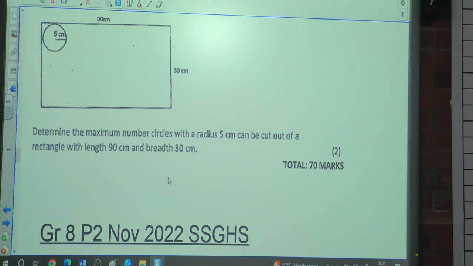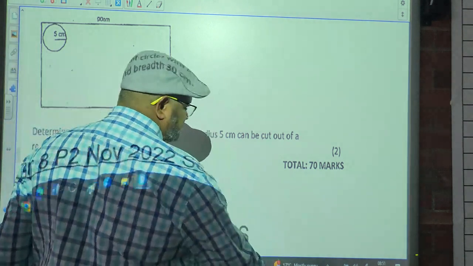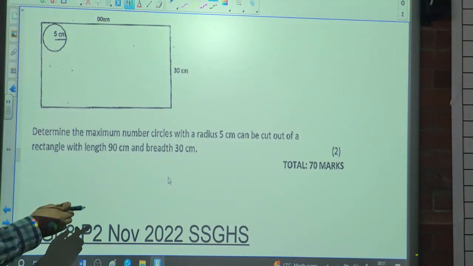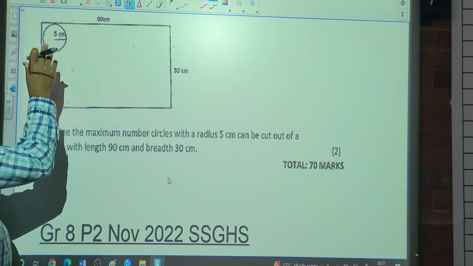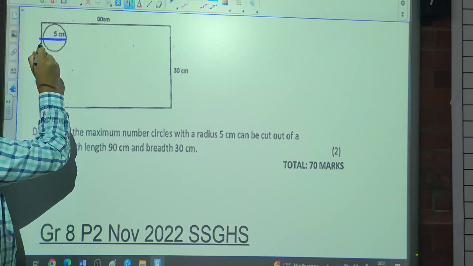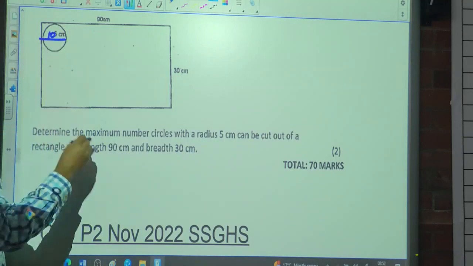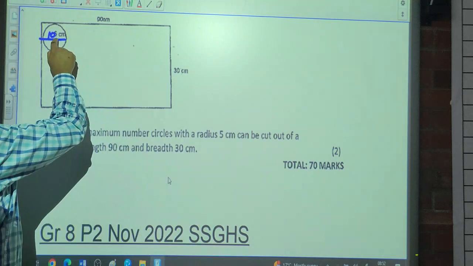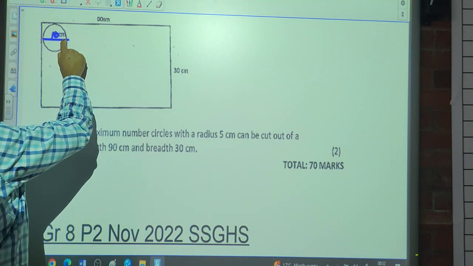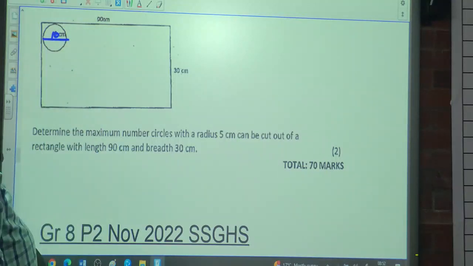What did you guys get as the answer? Firstly, the diameter is what we are interested in. The diameter of one circle is 10. So how many circles of diameter 10 can fit in? 90 divided by 10 is 9. This diagram is probably not drawn to scale, but across here we can get 9 circles.